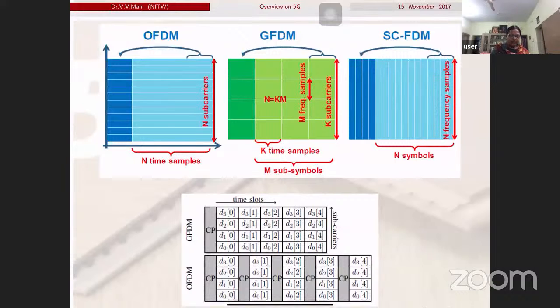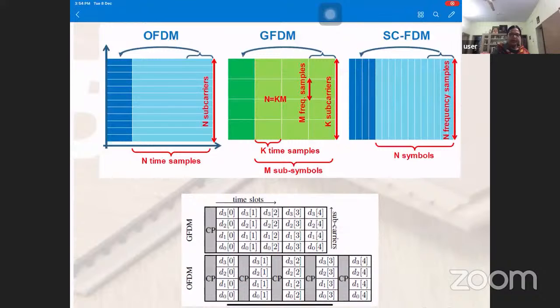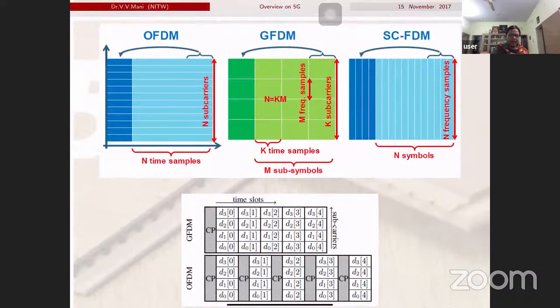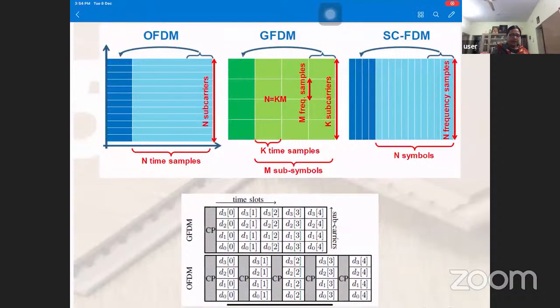Here in OFDM, the blue color is a cyclic prefix, followed by time samples. On each subcarrier, we are sending a cyclic prefix and data symbols. N time samples and a cyclic prefix, like that, on all the subcarriers, we are sending time samples and cyclic prefix. Okay, that we understood very well.